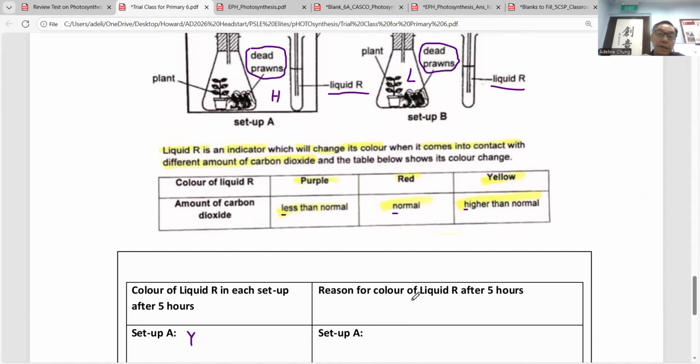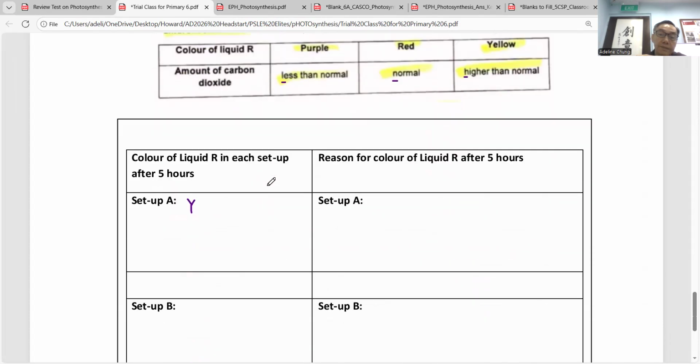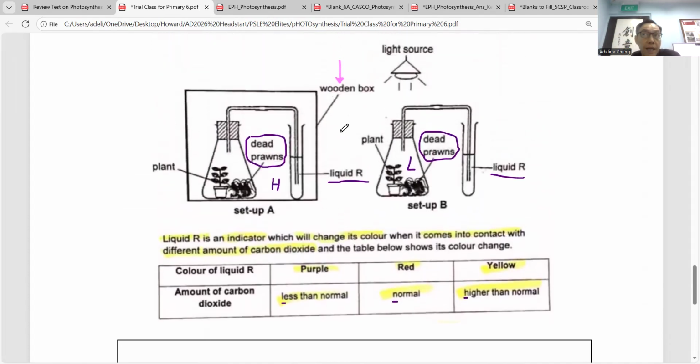Because you say in setup A, the wooden box prevents light from being absorbed by the plant. Therefore, the plant cannot photosynthesize. It only respires, producing carbon dioxide. At the same time, the prawn decomposes. It also produces carbon dioxide. So for this one you write down the two things. Mentioned in brief: the wooden box prevents light from being absorbed by the plant, hence it cannot photosynthesize. It only respires, producing carbon dioxide. The dead prawn also produces carbon dioxide.